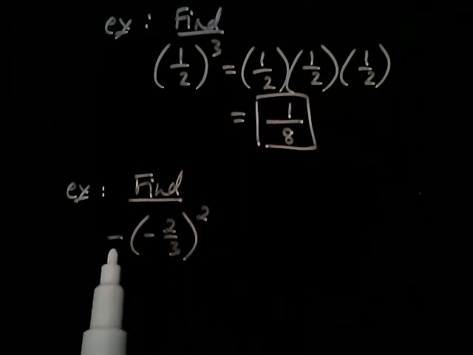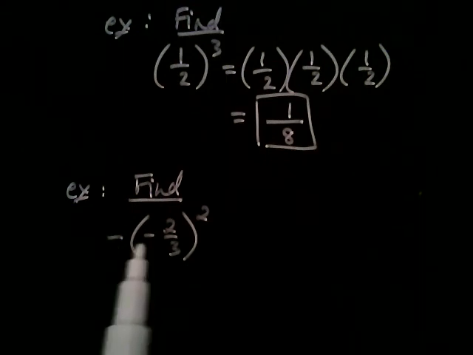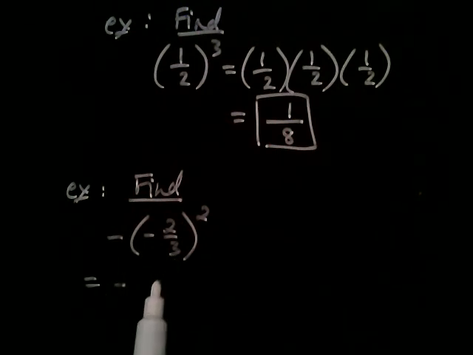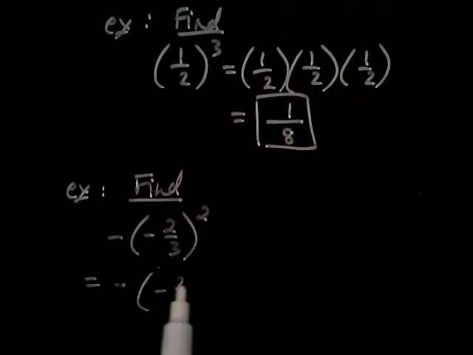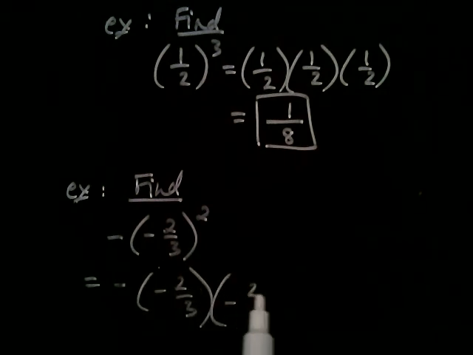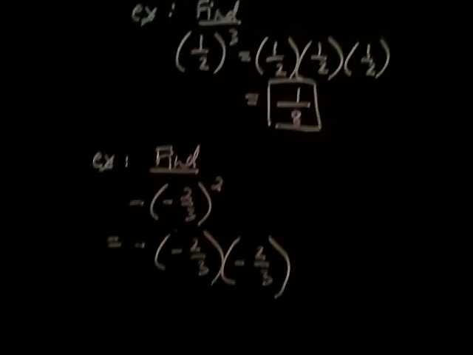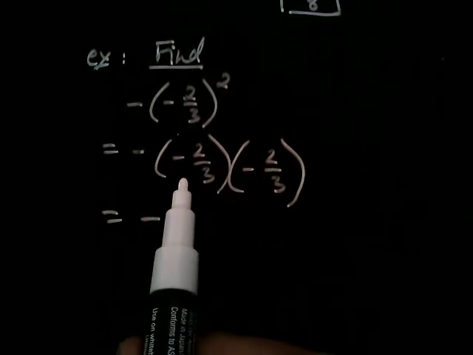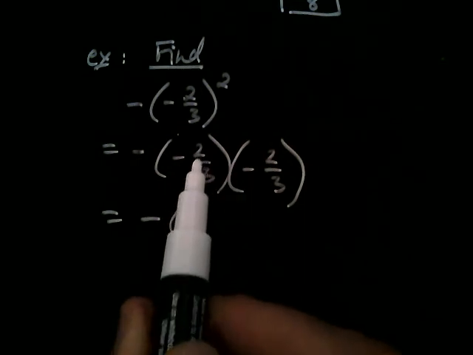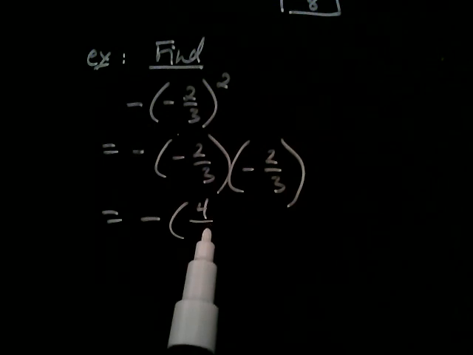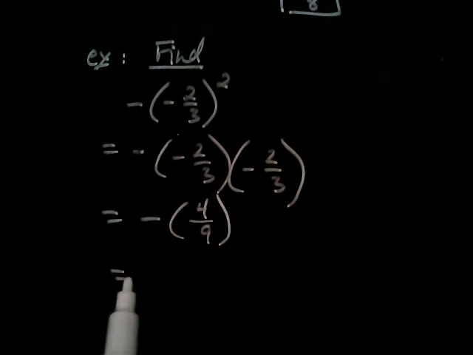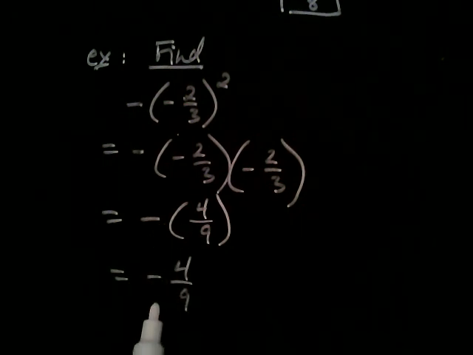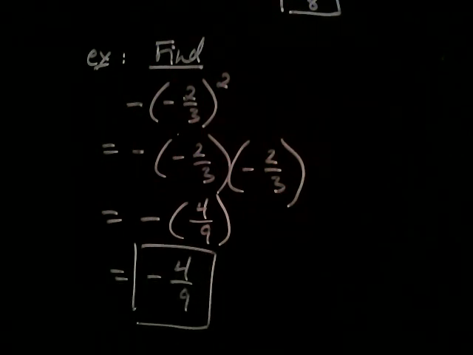How do I know that? Because this is not in parentheses. That negative is, but this one is not. So I leave that negative where it is, and then I say to myself, okay, take -2/3 and square it. So I get -2/3 times -2/3. And focusing on the -2/3 times -2/3, well, a negative times a negative is a positive, and 2 times 2 is 4, and 3 times 3 is 9. So now I have -4/9, where I viewed this like a negative 1, and negative 1 times 4/9 gave -4/9. And that's how you deal with exponential expressions.